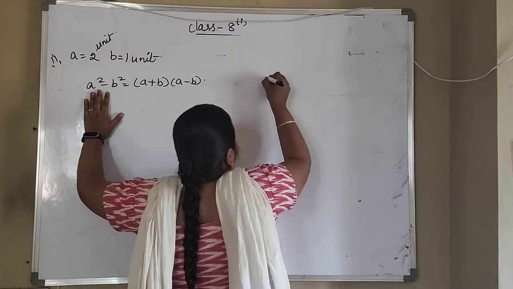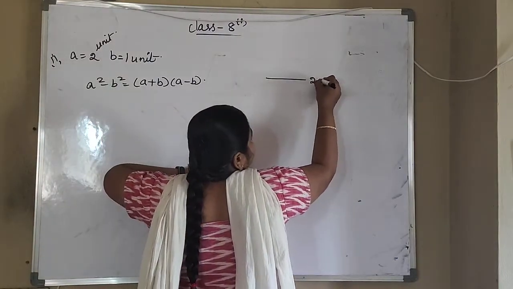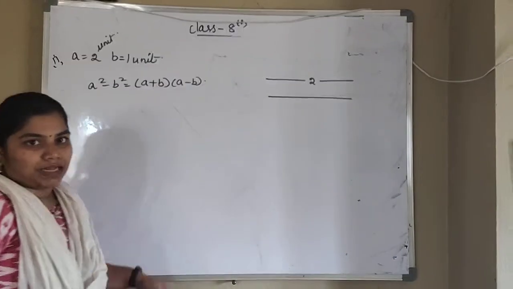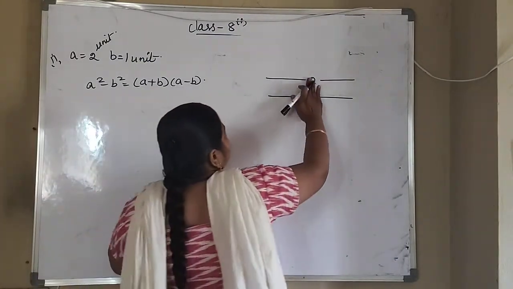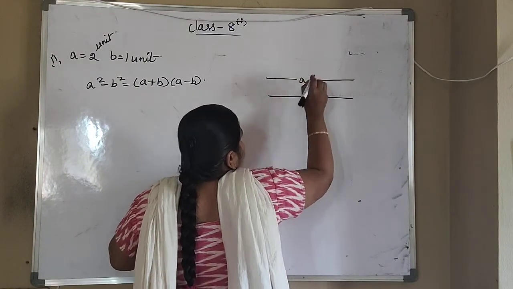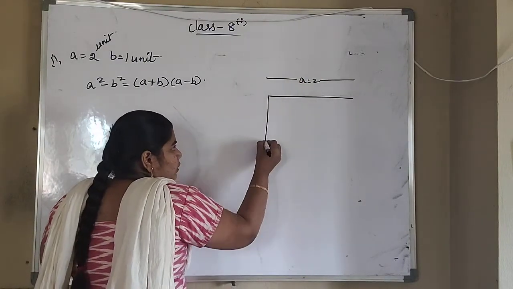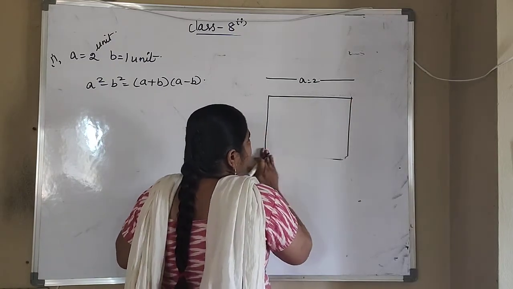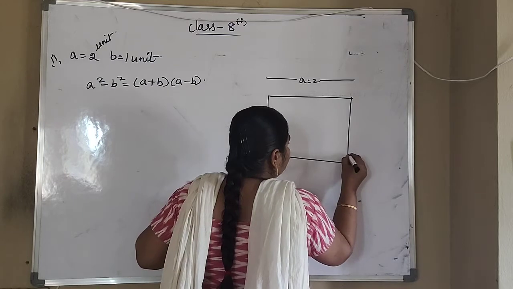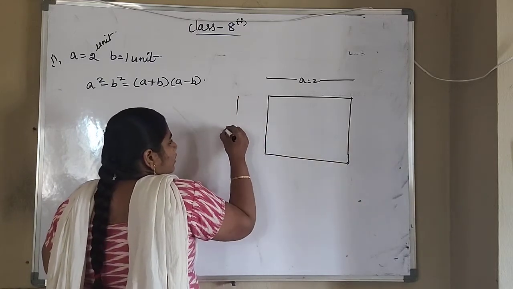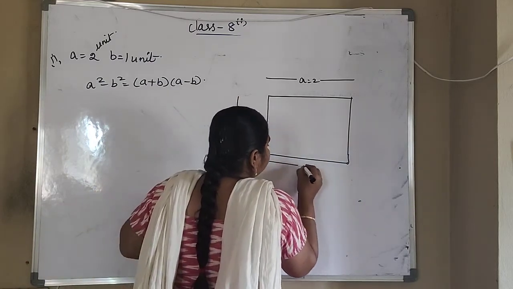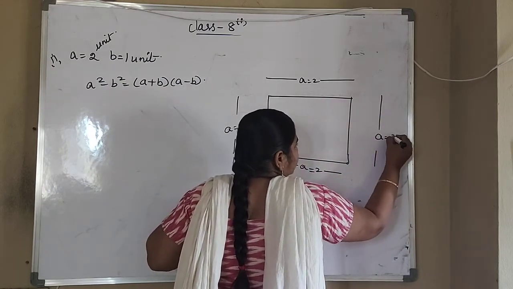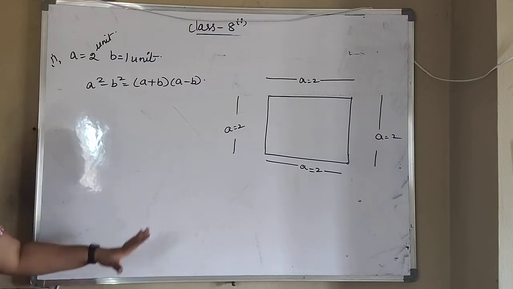Okay, A square. What is the A value? 2. So I am taking one line segment which is equals to 2 parts. Okay, so A square, this is A equals to 2. Square means you draw one square with the same measurement. So this full length will be A equals to 2, this full length will be A equals to 2 and this full length will be A equals to 2. Now A square you got.